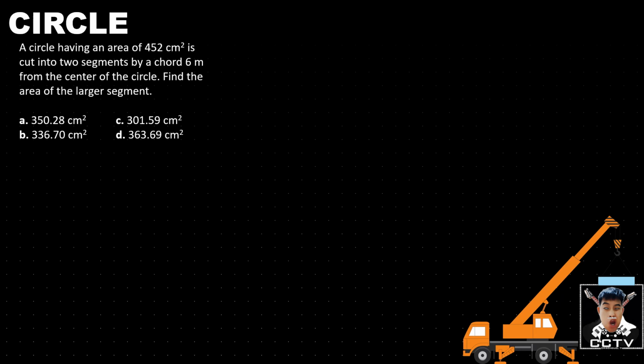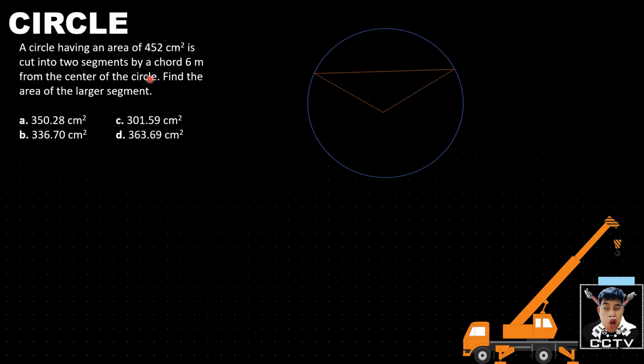Circle ulit tayo. A circle having an area of 452 centimeter square is cut into two segments by a chord 6 meter from the center of the circle. Find the area of the larger segment.